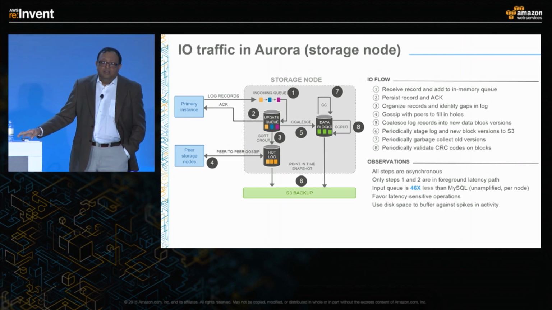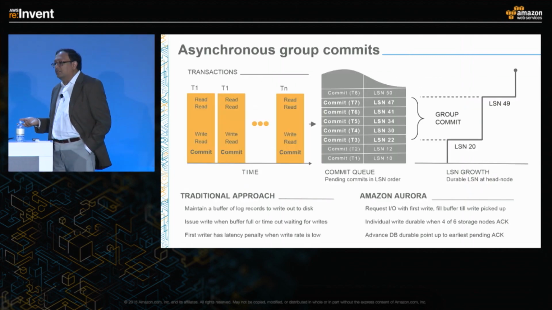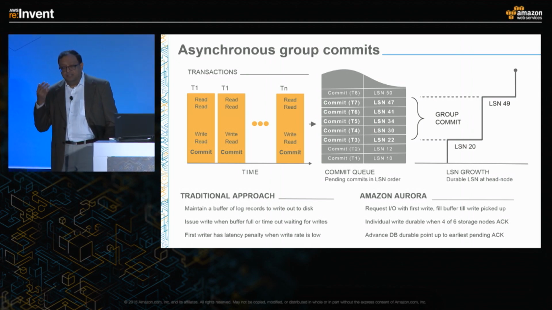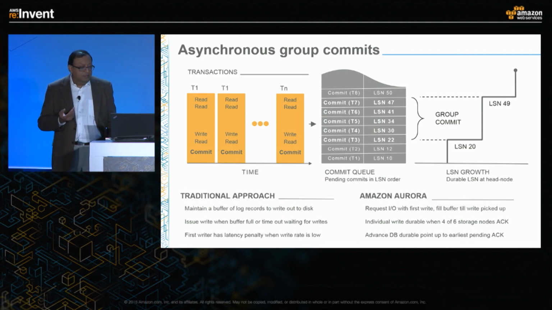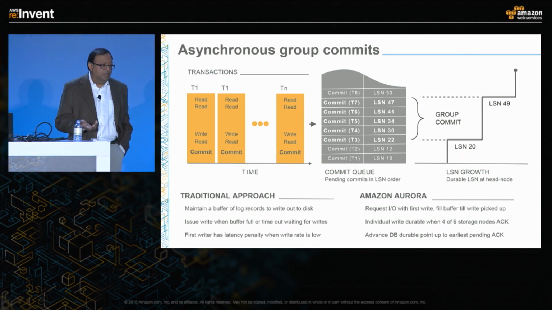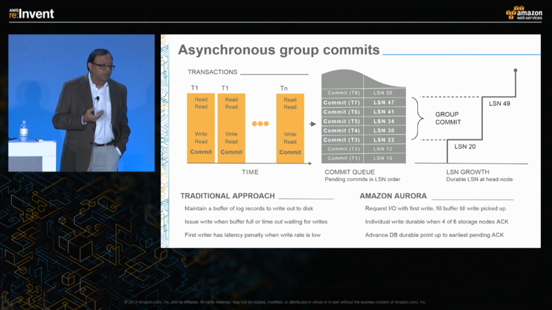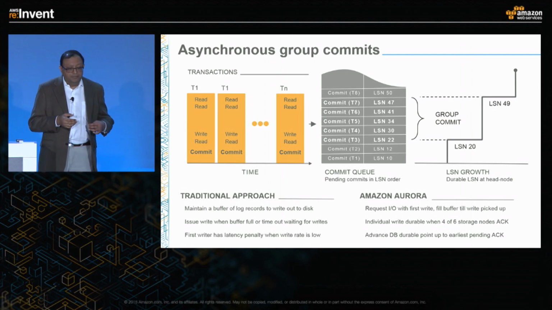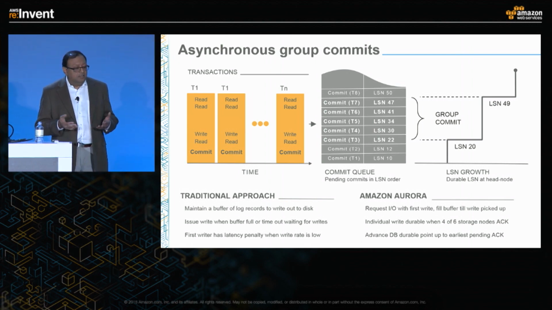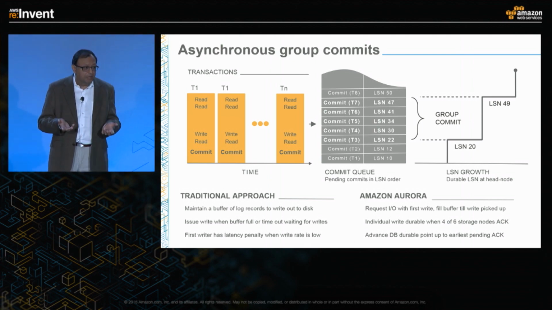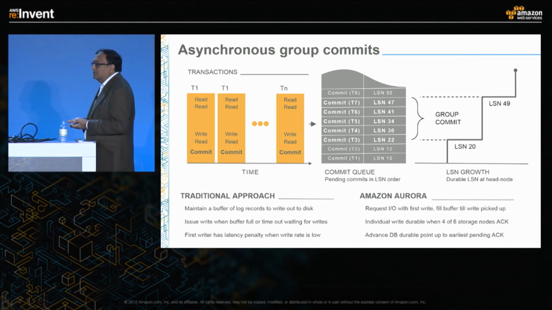Let's look at commits. So obviously, I can't ack something back to the end user until the entire transaction, redo records, everything has been committed to disk, right? So the traditional approach to that is that you maintain a buffer of log records to write out to disk. We discovered maybe 40 years ago that you can't actually do an I/O per commit. Instead, what we have to do is do a group commit. And so you basically issue a write when the buffer is full, or you time out saying like, enough time has passed, I'd better go and send this out. But what that means is that the first writer suffers, right?